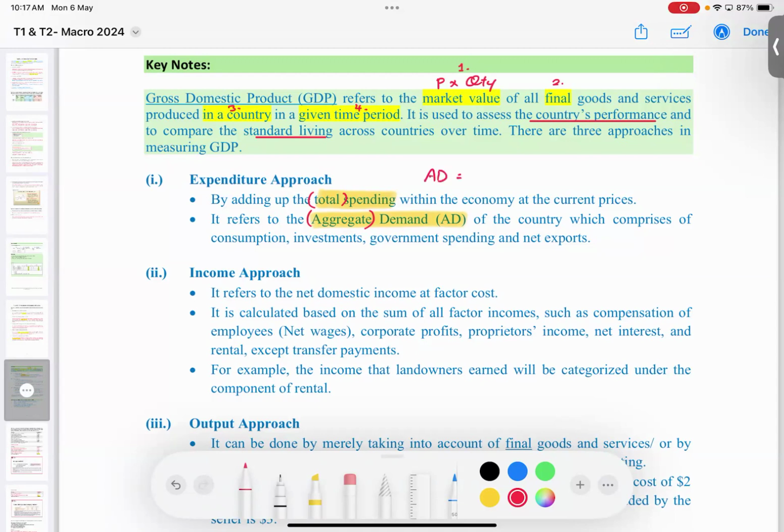demand, it comprises consumption, C, investment, I, government spending, G, and net exports, NX. Okay, NX means net exports. So one important tip: aggregate demand equals the 4 components. It is the combination of consumption, investment, government spending, and net exports. Yeah, this is important. You are going to come across this again and again later on.